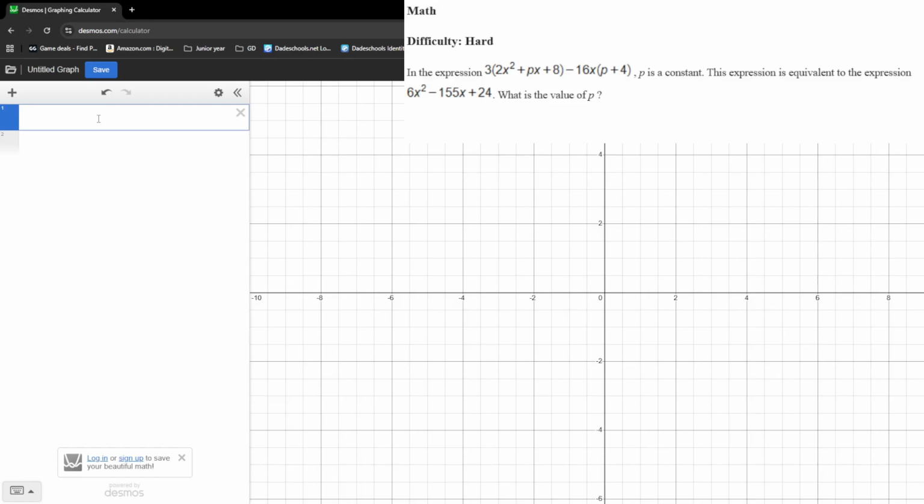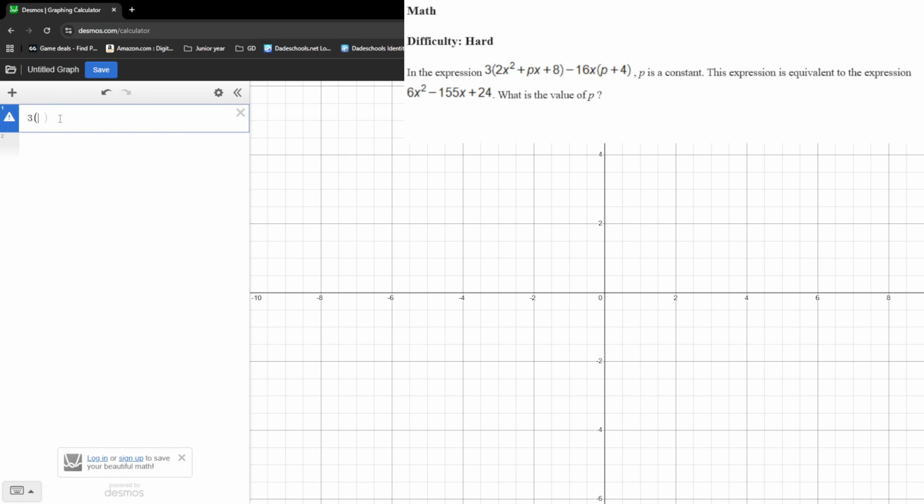Alright, so this question is telling us that in this expression, p is a constant, and the expression is equivalent. That should be a red flag that we can use our equivalent expressions regression technique that I have done in previous problems to set it equal to that other expression, and for all values of x, unspecified in this problem, so we can use all values of x. What is the value of p?